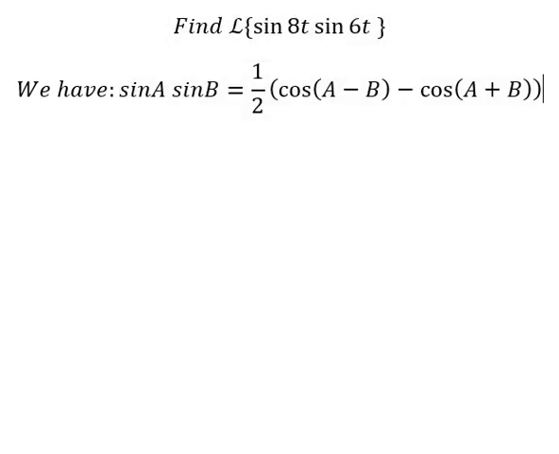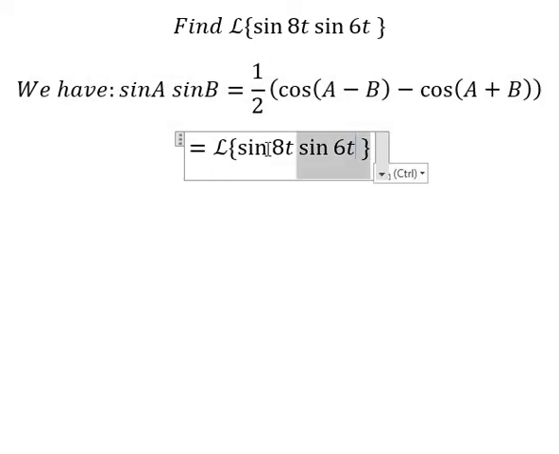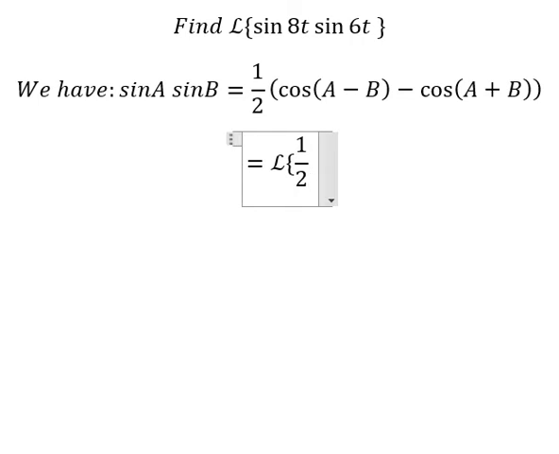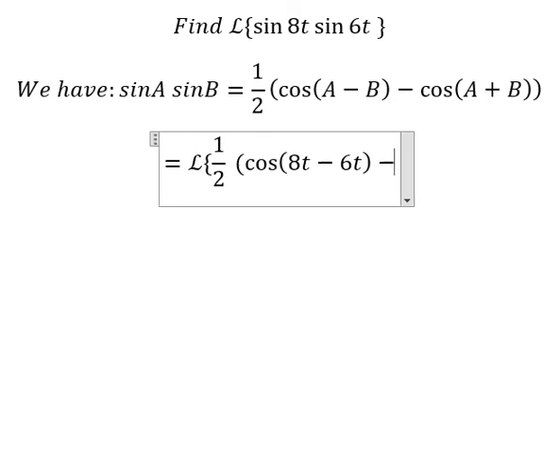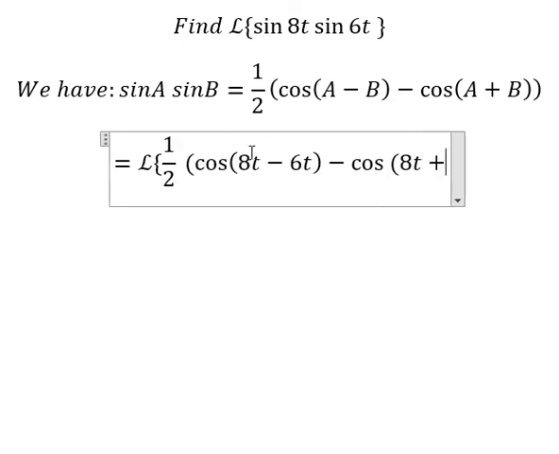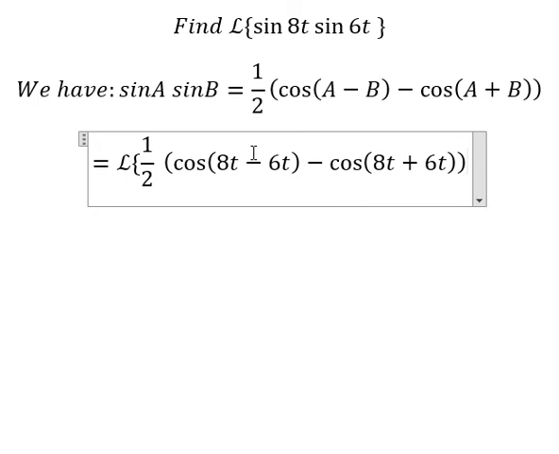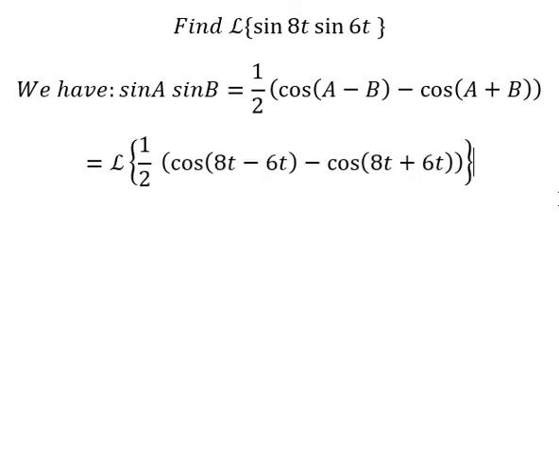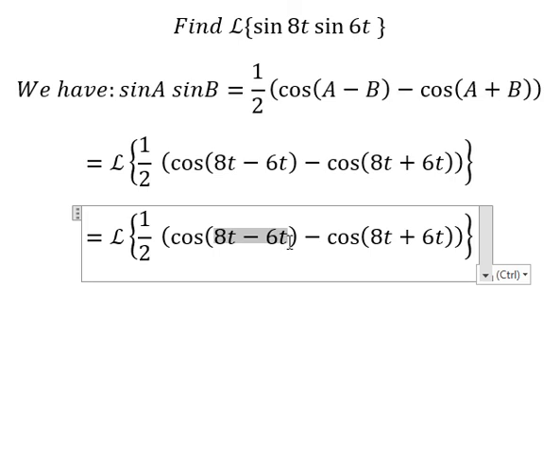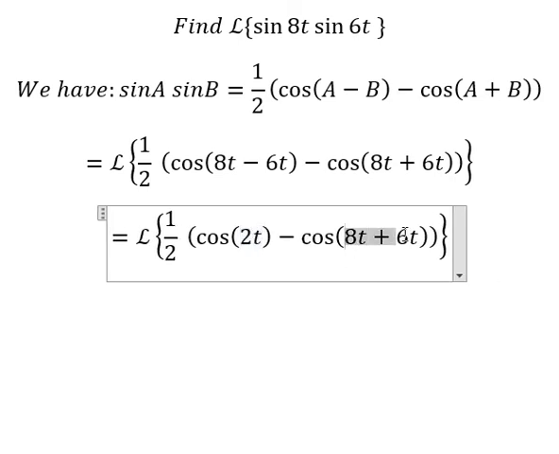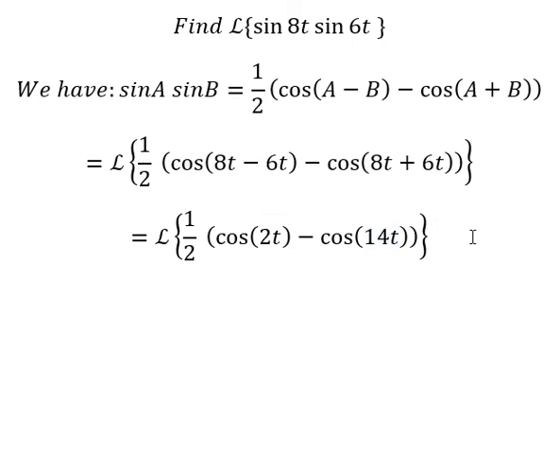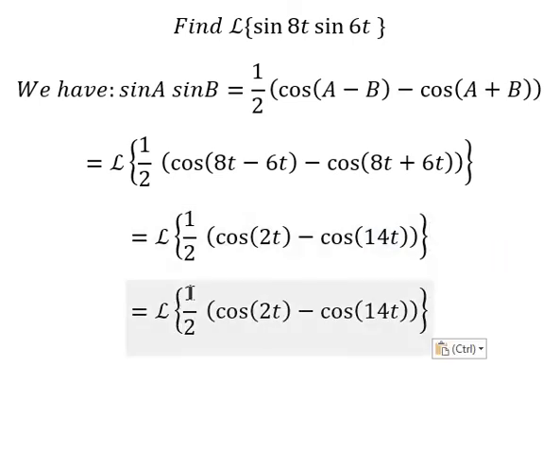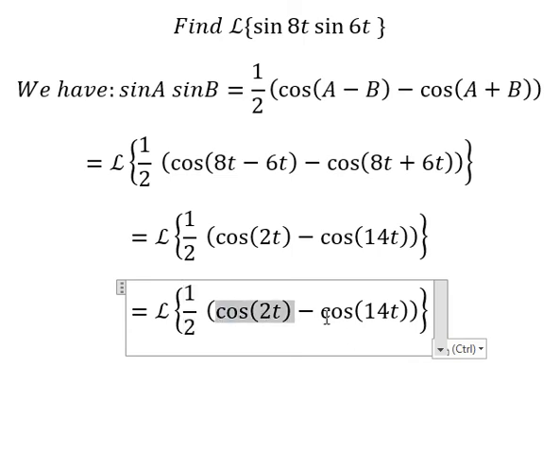So we will have it like this. Here we have 2t. Here we have 14t. Next, 1 over 2 multiplied by this one and this one.